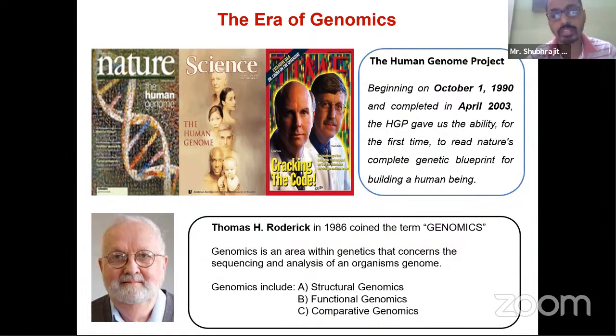Comparative genomics is where we compare the genomic architecture of one species to another. For example, if we compare our human genetic sequences to chimpanzees, you will get 83% similarity. That is what we call comparative genomics.